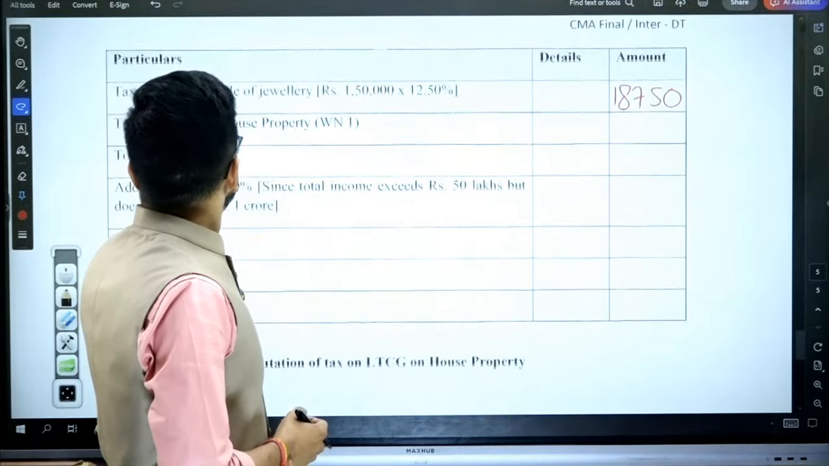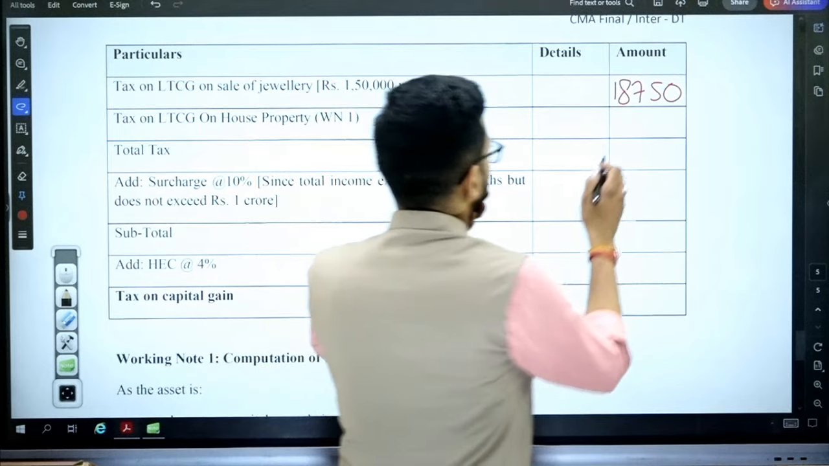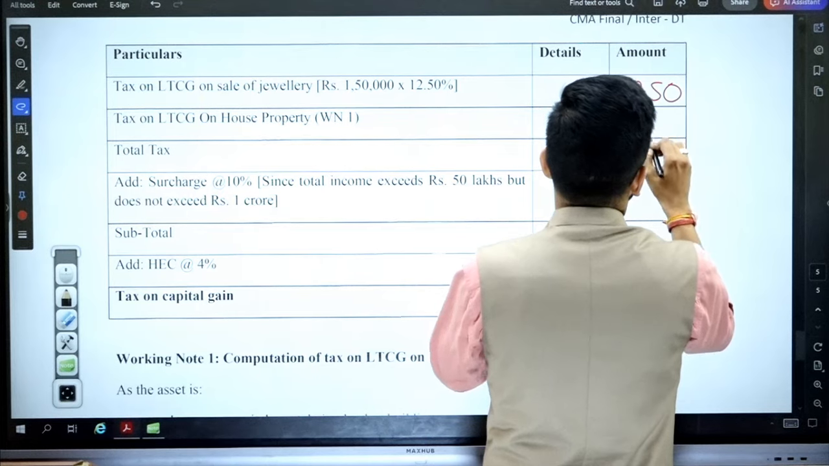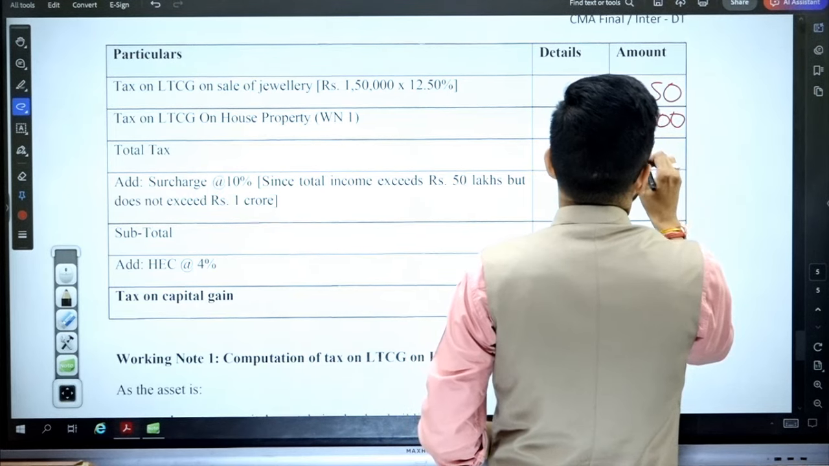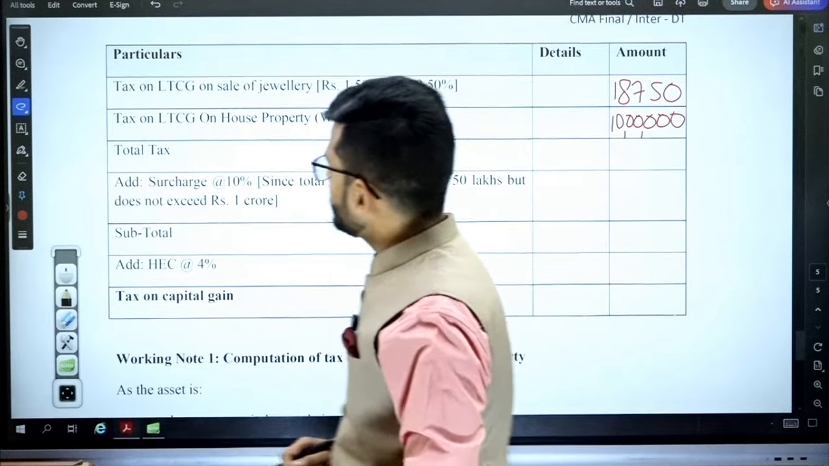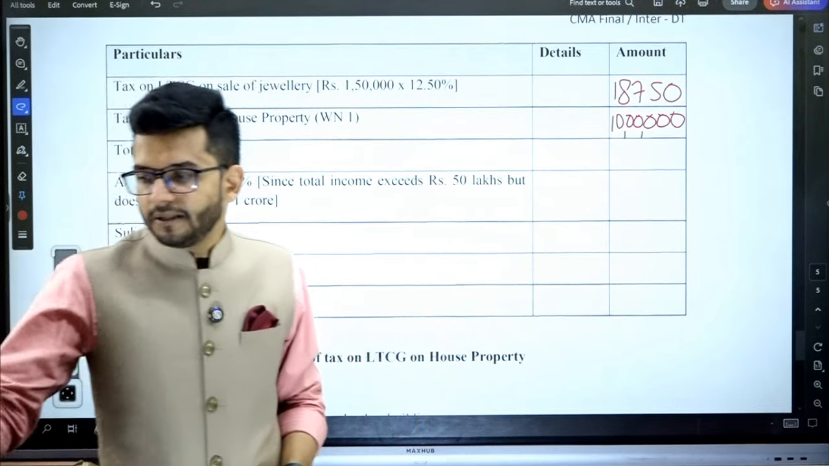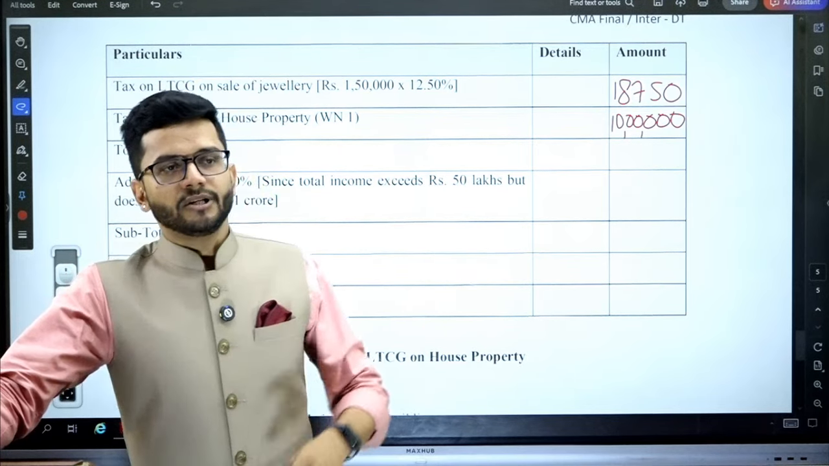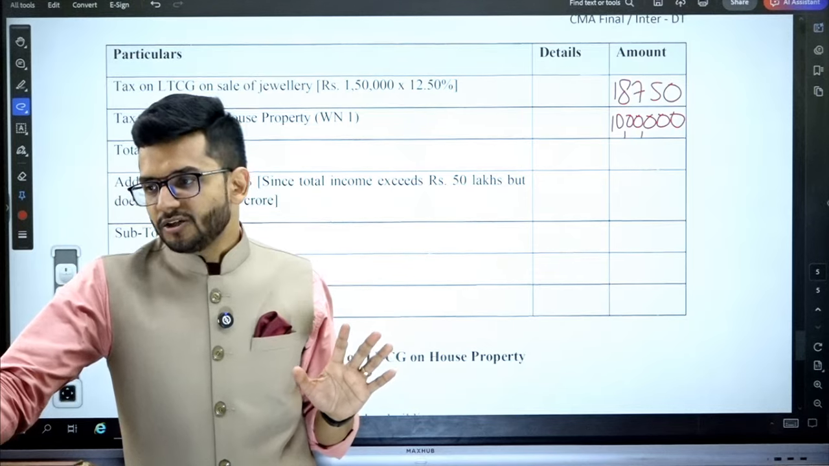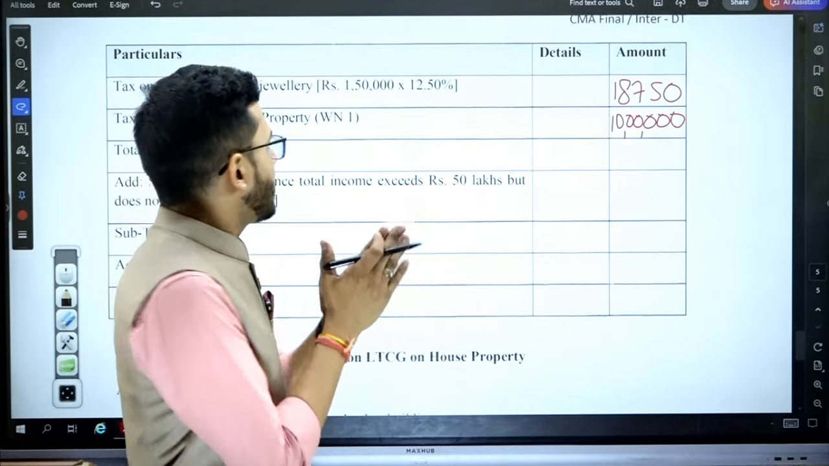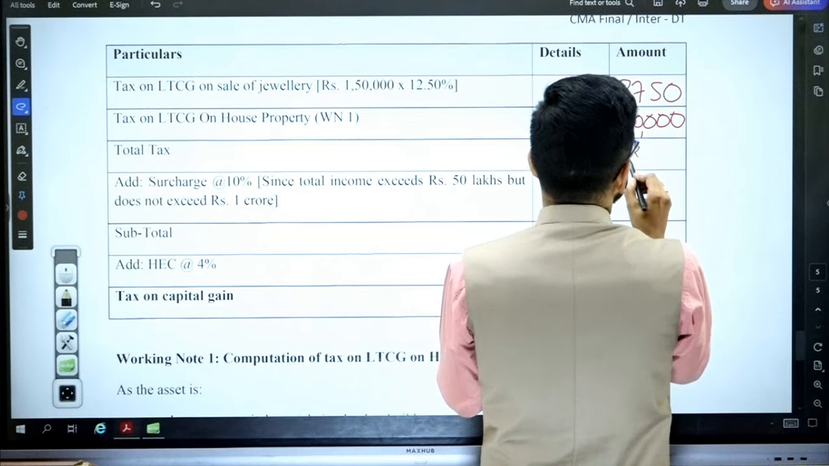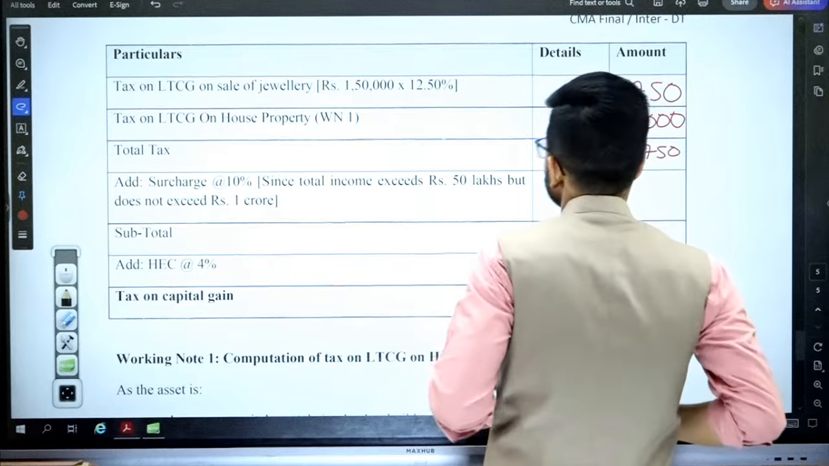All right. So tax on long-term capital gain of house property will be 10 lakh rupees, and the tax liability on jewelry is 18,750 rupees. So what is the total tax liability? Total tax liability will be the summation of these two, which is 10 lakh 18,750.